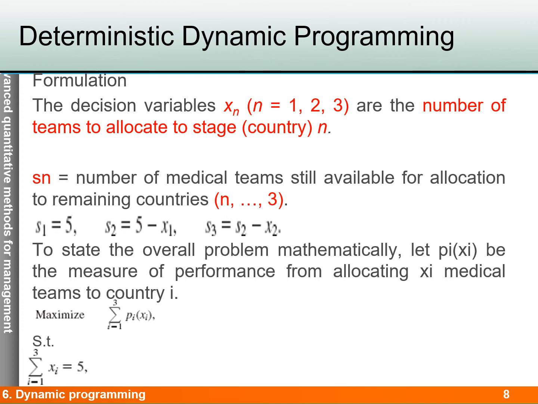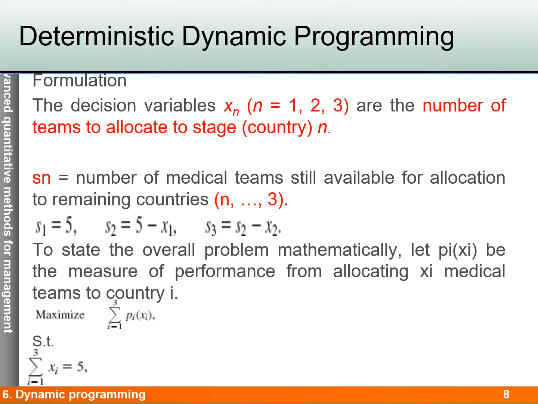But in the second country, the number that we still have available to allocate is 5 minus the number that we allocated in the first country, that is x1. So it could be whatever. If it's 0, 1, 2, 3, 4, or 5 for the first country, it's 5 minus this number. And what remains for the third country, we still don't know about that.